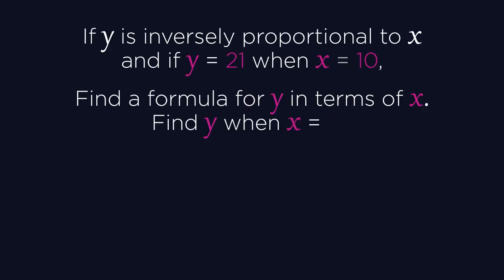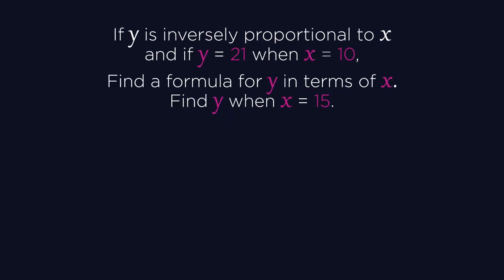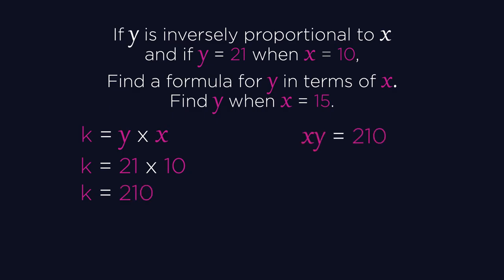Consider this question. If you want to have a go yourself, pause the video now. To find the formula for y in terms of x, you first need to find k, the constant of proportionality. Because for inverse proportion, k is the product of the quantities x and y, we multiply these. K has a value of 210, so xy equals 210.